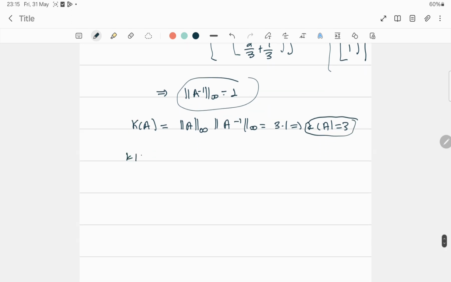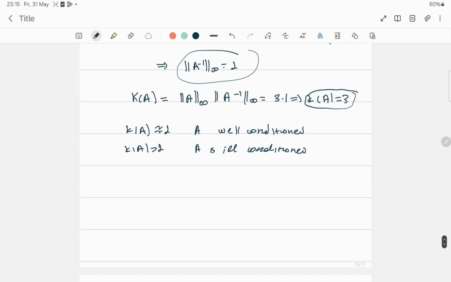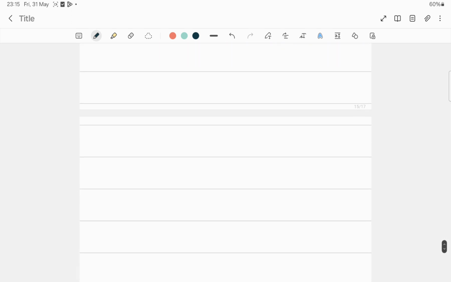If the condition number is near 1, we say that A is well conditioned. If the condition number is greater than 1, A is ill conditioned. There is another way to find the condition number by calculating the eigenvalues of the matrix.